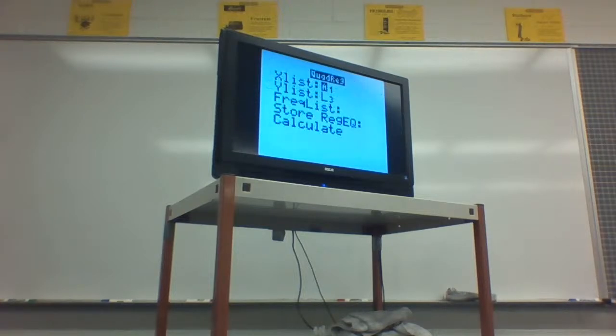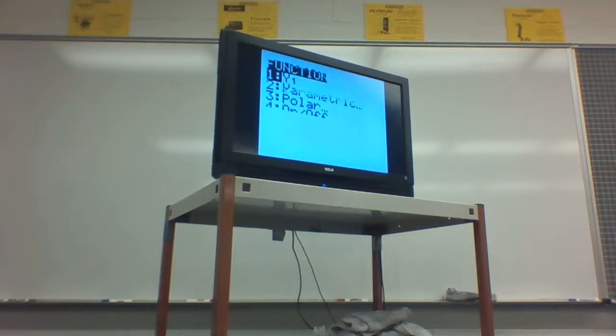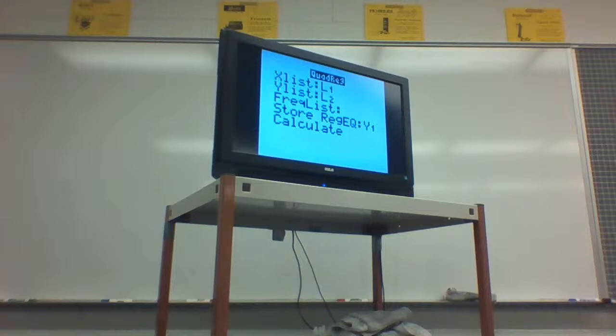So hit enter. Depending on your screen, you need to put X list as list 1, Y list as list 2. And then in the storage area, that's where the vars comes in. You go vars, Y vars, function, Y1. Remember? Same as the other one. The only difference is that you choose quad reg instead of lin reg.